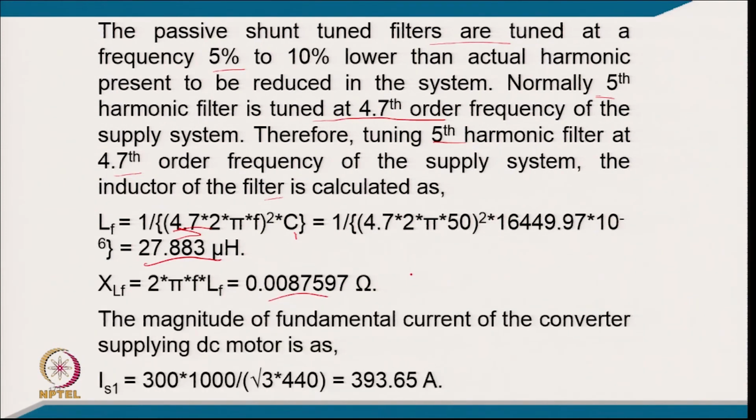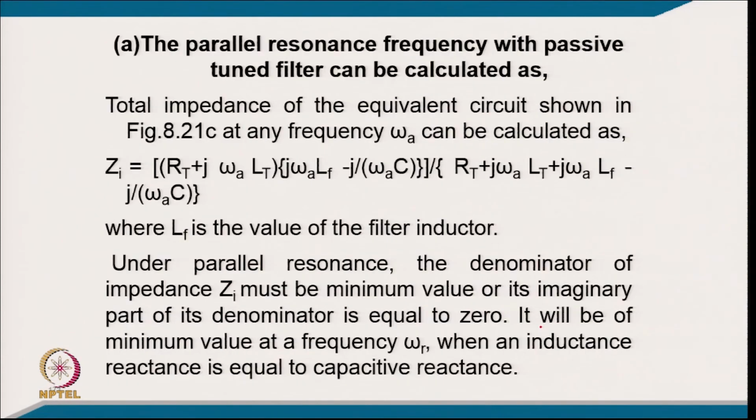and the reactance of this comes to 0.0087597 ohm. So, now the magnitude of the fundamental current of the converter supplying the DC motor, that is given as 300 kVA. Divided by the voltage, the fundamental current is 393.65 ampere, and the parallel resonance frequency with the passive tuned filter can be calculated.